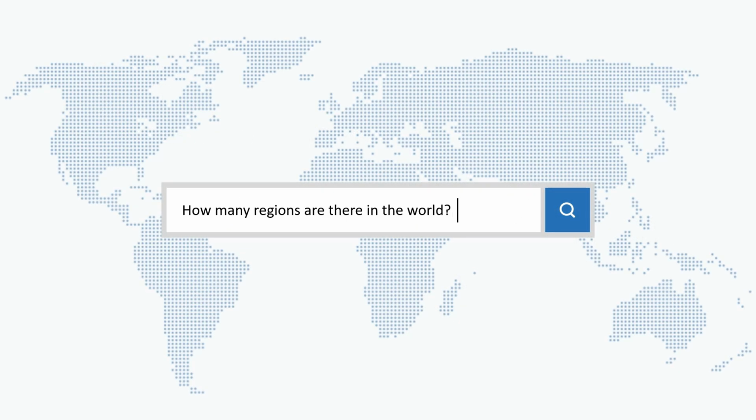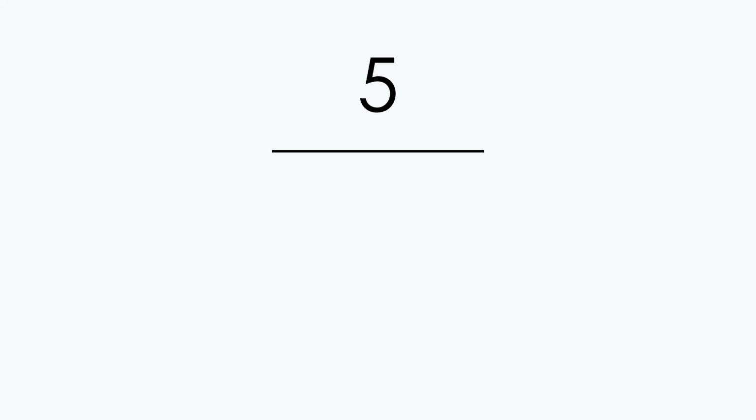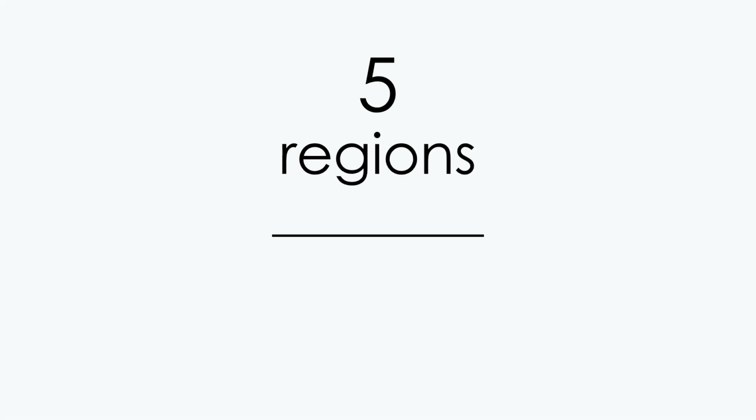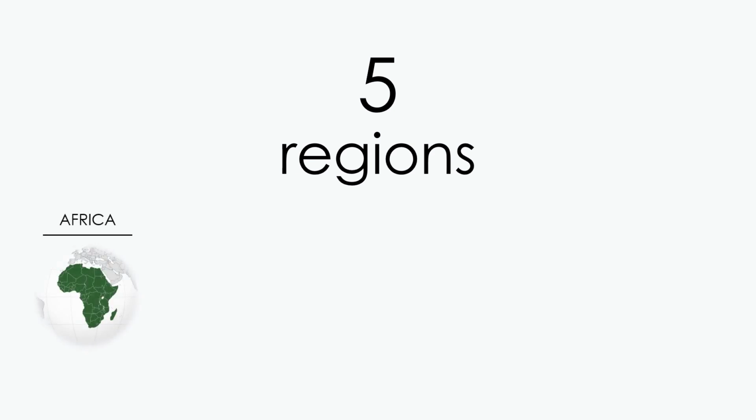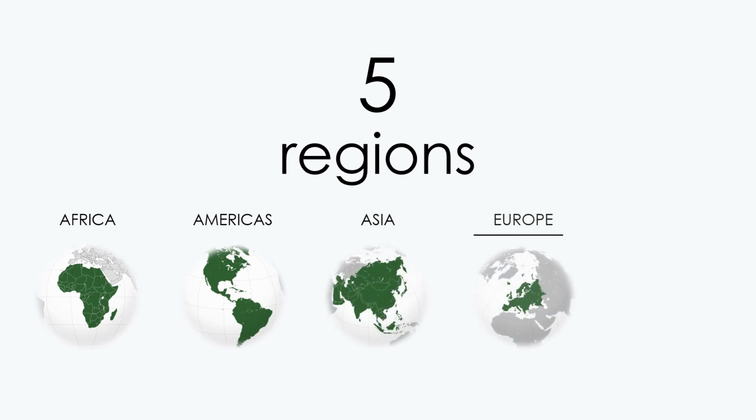How many regions are there in the world? Most geographers divide the world into 5 main regions, and this is based on their respective geographical placement. They are Africa, the Americas, Asia, Europe, and Oceania. Now, let's take a look at these regions.